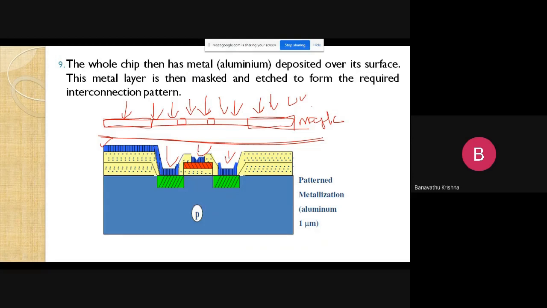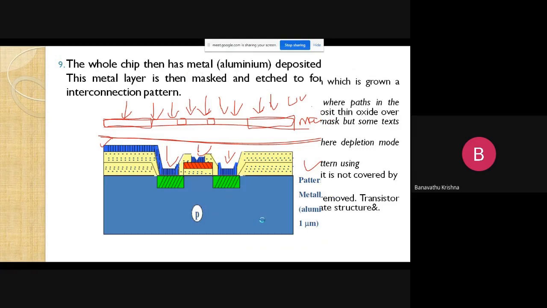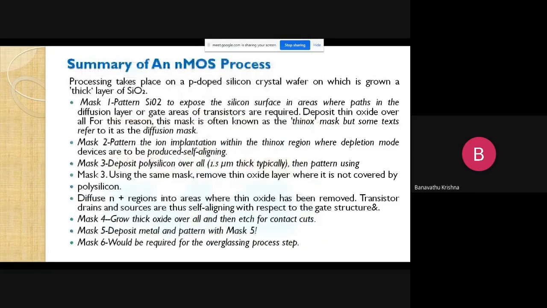So after complete processing of metal deposition, photoresist deposition, masking, and then exposing ultraviolet rays through the suitable masking, and then after etching and removing, we get this device formation. So this is the complete processing technique for nMOS fabrication. Here is a summary of the nMOS process.